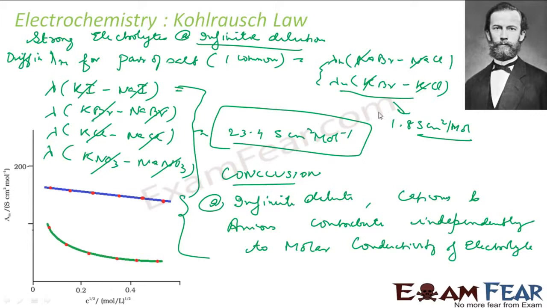Right. So thus he told that the lambda m, that is my molar conductivity, can be expressed as the sum of molar conductivities of individual ions of electrolytes. Since they are contributing independently, I can say that lambda m can easily be replaced as nothing but the sum of the molar conductivities of individual ions. And this is nothing but Kohlrausch law of independent migration of ions.